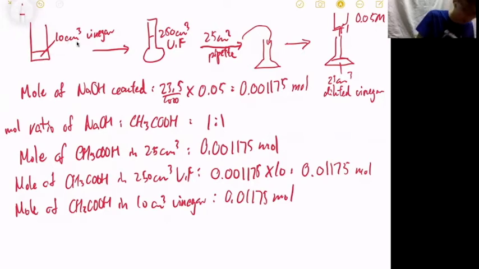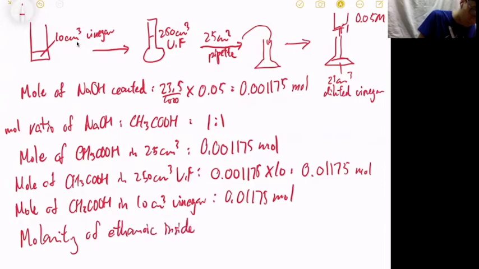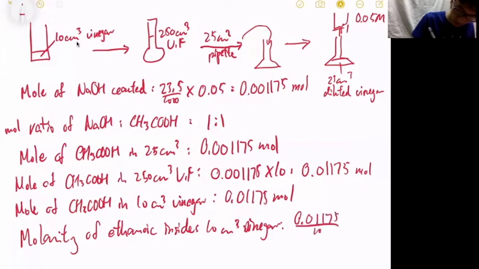Afterwards, we understand the moles of ethanoic acid inside 10 cm cube. We have the volume, and finally, we can calculate the molarity of the ethanoic acid inside the vinegar. For 10 cm cube of vinegar, the calculation will be 0.01175 divided by 10 divided by 1,000, and we will get 1.175 M as the concentration of the ethanoic acid inside the 10 cm cube of vinegar.